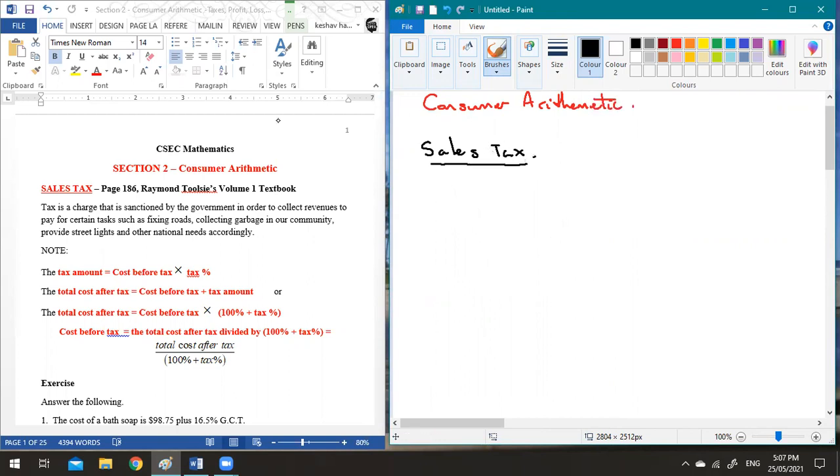Now, what is sale tax? Taxes that are charged by the government in order to collect revenues. So in Trinidad and Tobago, this is called VAT, or value added tax. And in Trinidad and Tobago it is now 12.5%. It used to be 15%. Around the world, the taxes change.